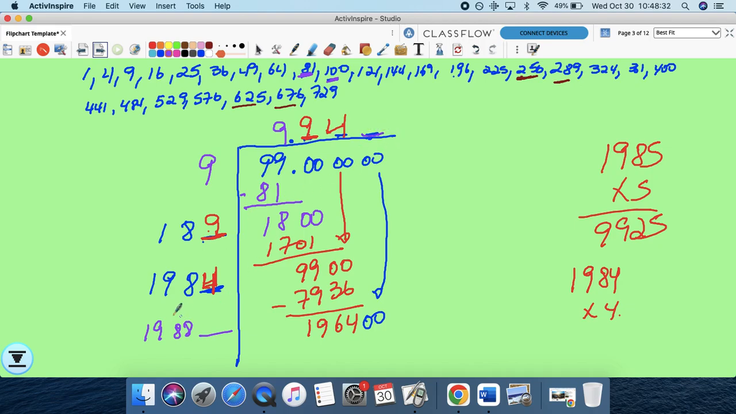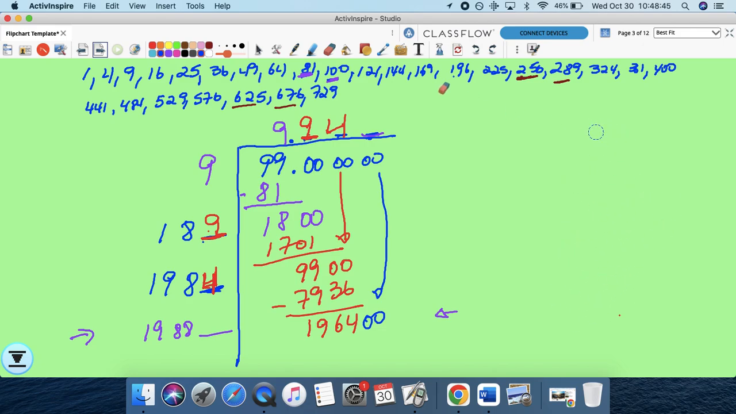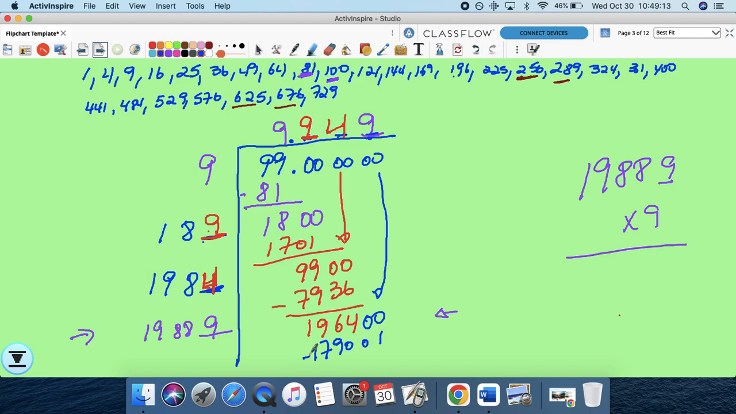So this number here is very close to 20,000. This number here is very close to 200,000. So I'd say 9 times. I don't know if it's going to work. We're going to see if 9 is enough or too much. 1,988, and I'm going to put that 9 here, times 9 equals 17,9. So that's about right. So put a 9 there, which means I put a 9 here. And we already know that's 179,001. I'm going to subtract, and our remainder is 17,399.